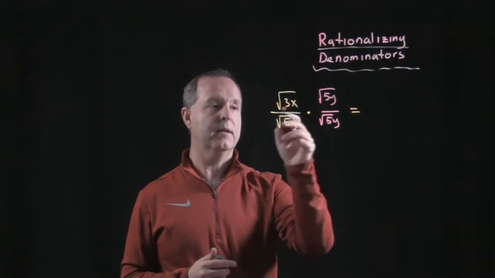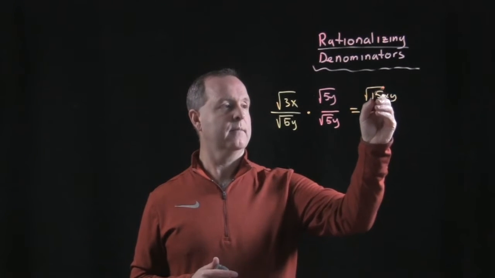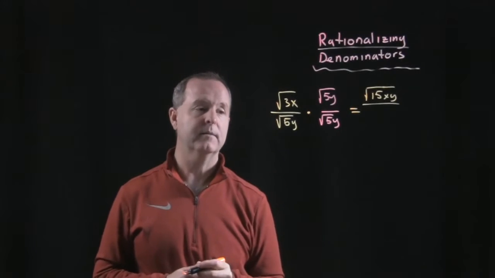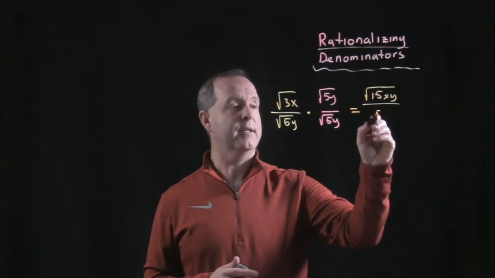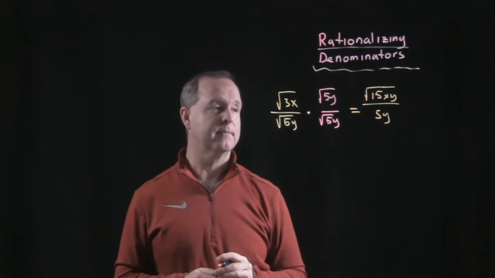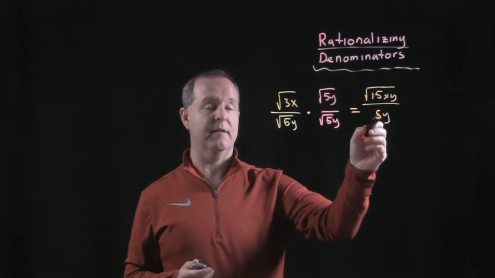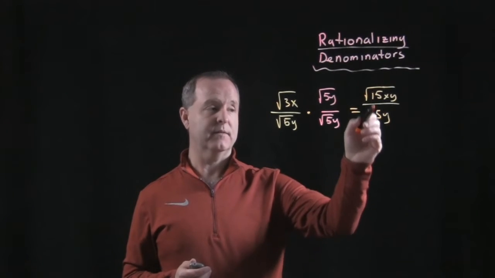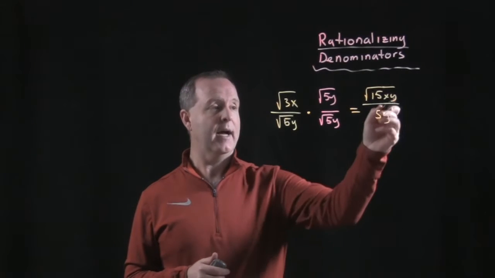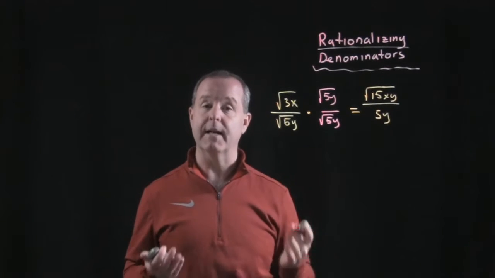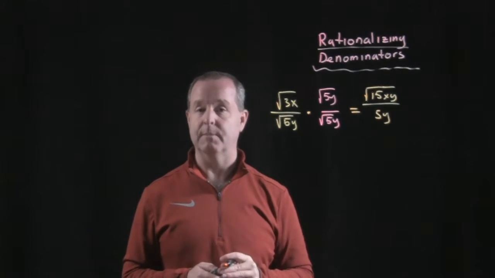So in the numerator, I will get the root of 15xy. The denominator becomes the square root of 5y times the square root of 5y, and that is 5y. I can't simplify any further. This 15 and the 5, this is a root. This is not a root, so I can't combine those or divide those out in any way. I can't cancel those y's out for the same reason. You need to be careful of that. So that is my final simplification.